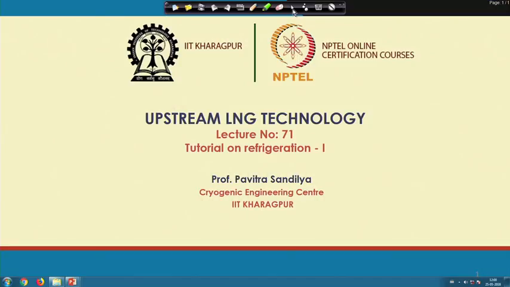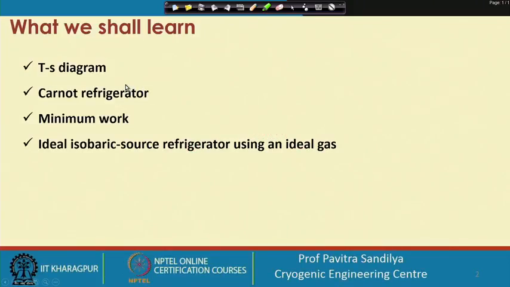Welcome. After learning about the ways of cooling using the expansion valve and all this, we shall see some problems, how to apply those theories. So, in this particular series of the tutorial, in this particular one, we shall be looking into the TS diagram, how to read the TS diagram, then the Carnot refrigerator, the minimum work done, and the ideal isobaric source of refrigeration using ideal gas.